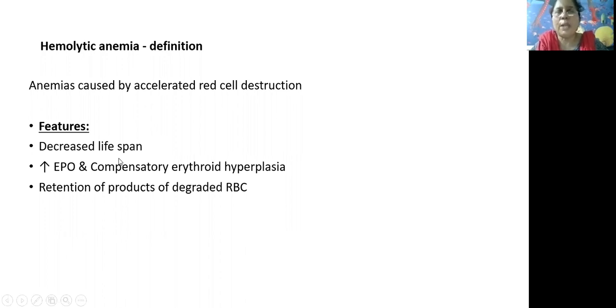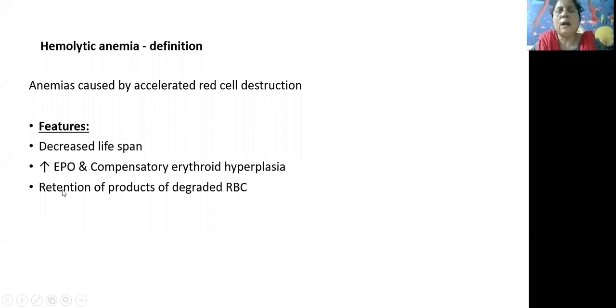So tissue hypoxia. What will be secreted? Increased erythropoietin. What will it do? It causes the bone marrow to produce more RBCs. So compensatory erythroid hyperplasia. Again, these cells will come into the blood early and they die. When they die in large amounts, all the products of degraded RBCs are retained.